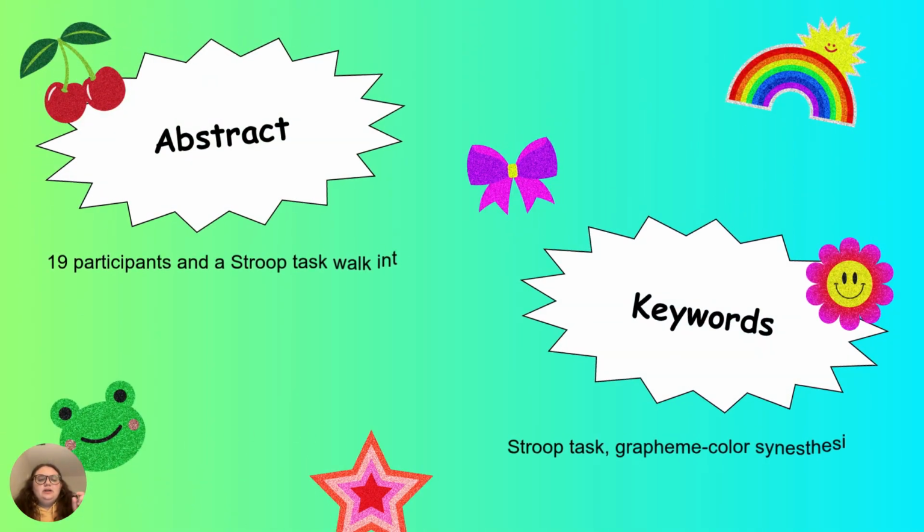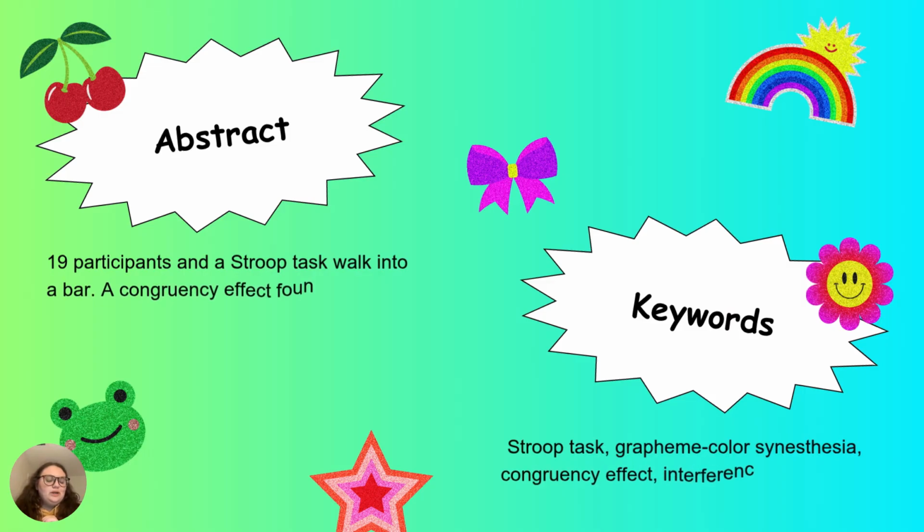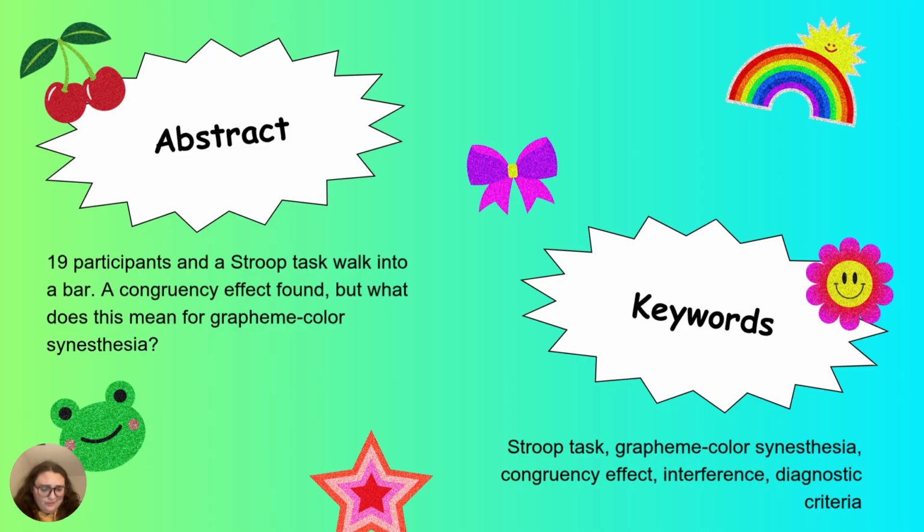So the abstract: 19 participants in a Stroop task walk into a bar. What happens, you might ask? Well, a congruency effect is found. But what does this mean for grapheme color synesthesia? Now, I could go deeper, but I don't want to spoil the rest of the presentation. But I'll give you a couple hints. The hints are the keywords. Keywords include Stroop task, grapheme color synesthesia, congruency effect, interference, and diagnostic criteria.